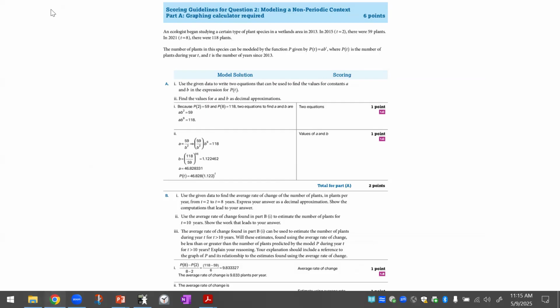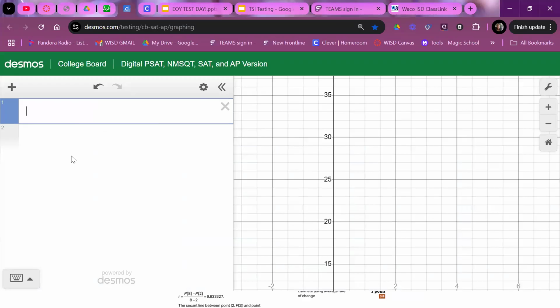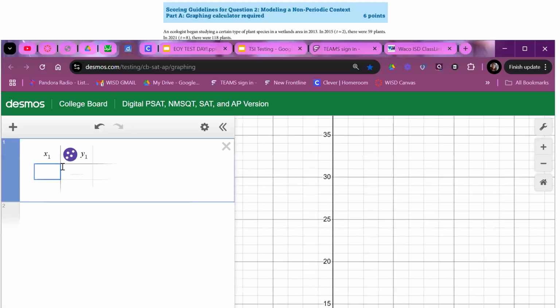All right. So let's go to our handy dandy calculator. Remember, you'll be given the testing calculator. So this is what your calculator would look like. I'm going to add a table, and in this table I'm going to put the given values from my problem. So in our problem, we were given that P of 2 is 59 and P of 8 is 118.